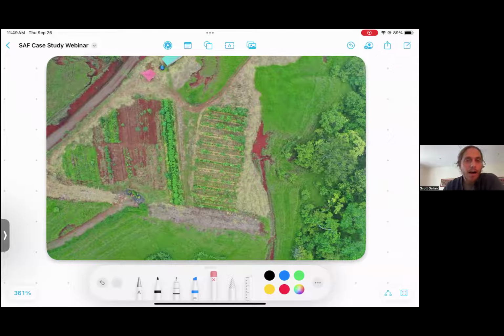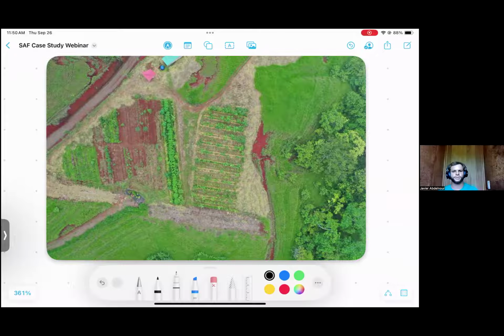And Javi, can you share about the decision-making for how to orient these rows? Because there's interesting things happening here. This is not an on-contour system. And again, this is something that people get scared of when they learn about syntropic farming. So I'd love to hear how this process went for you. Yeah, thank you, Scott. At first we were planning on planting on contour, following the contour lines and just doing parallel lines, as you can see on the left side of the design picture.